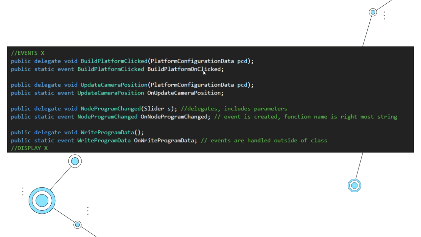We have on update camera position, so that's the name we're going to reference this event by. We have on node program change, and that's the name we're going to use to reference this event. And also have on write program data.